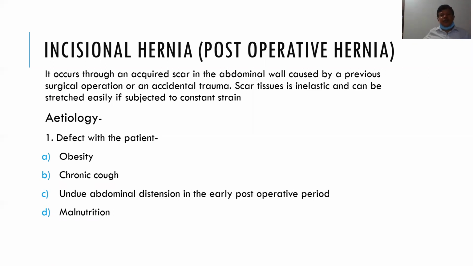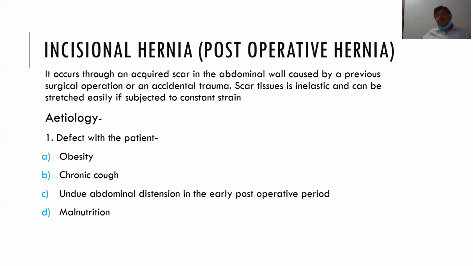So, what is the etiology of incisional hernia? Number one is a defect with the patient. The patient may be obese, where muscles are stressed due to fat deposition. If the patient has a chronic cough, then also due to continuous stretching, the muscle may be stressed. Then postoperative abdominal distension in the early postoperative period. In laparotomy patients, if not treated properly, with nasogastric aspiration, or if patients are not kept nil by mouth, then abdominal distension may occur.